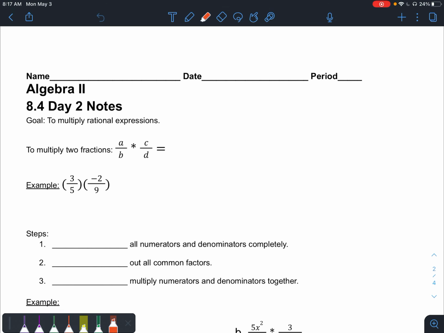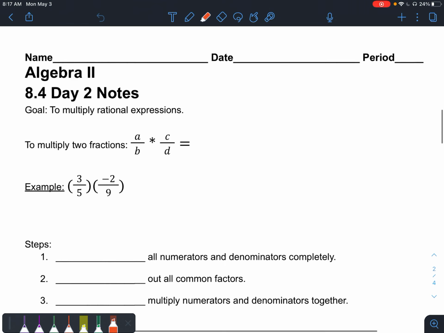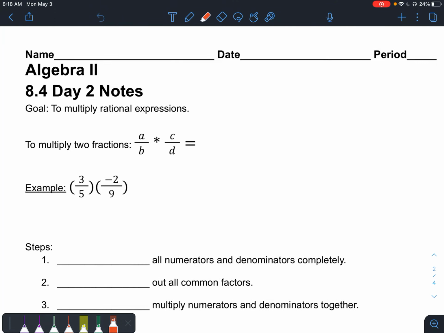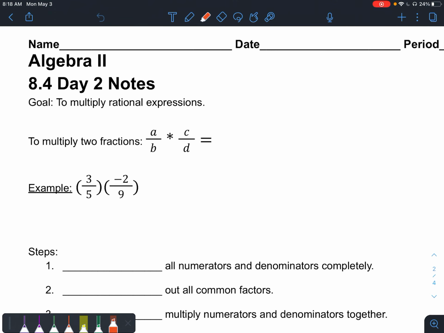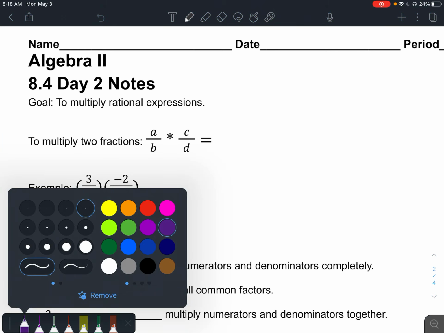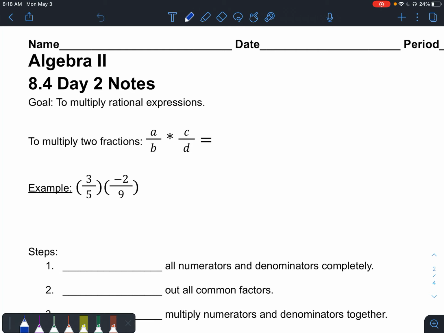In the last lesson, we learned how to simplify rational expressions, which is an important skill when we're multiplying. And so we need to keep in mind those skills as we're moving forward. Okay, so when we multiply two fractions, we are multiplying straight across. So a over b times c over d is equal to ac over bd.